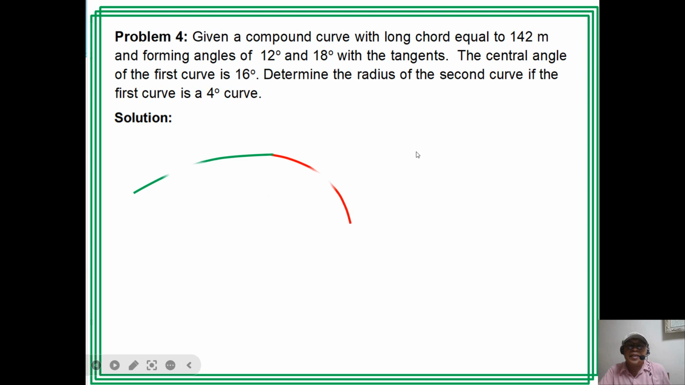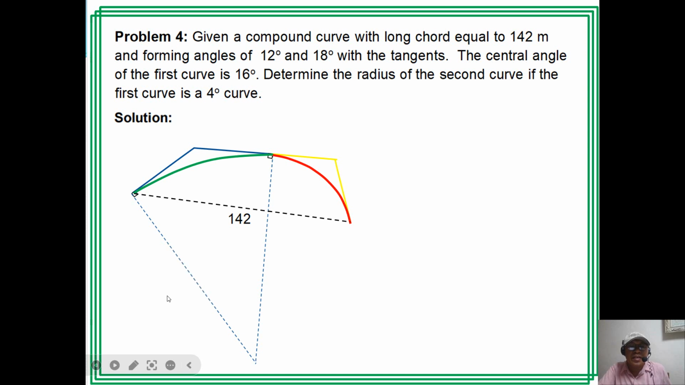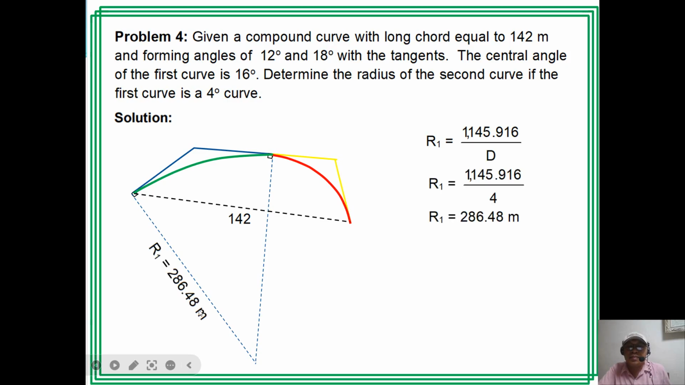Okay, so I have here the compound curve na. Then I have the long chord, which is 142 meters. Then the long chord makes angles of 12 and 18 with respect to the tangent. So this is 12, this is 18. I can solve for the radius of the first curve, because the first curve is a 4-degree curve. So I have here the radius. So R1 equal to this, with D equal to 4. So R1 is 286.48.